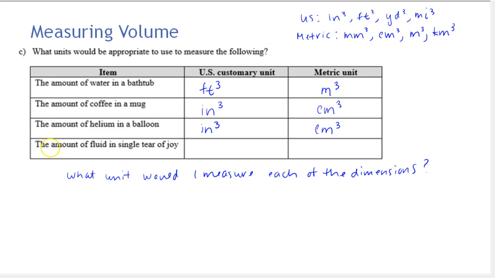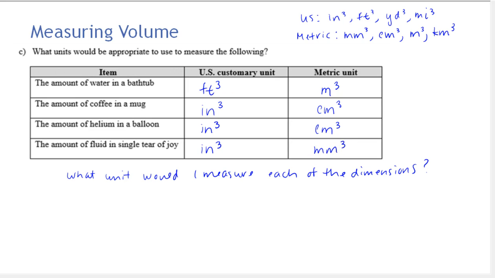And finally, the amount of fluid in a single tear of joy. A single tear is very small. In our U.S. units of measurement, inches cubed is the smallest that we're using. But when we go to metric, this would be a good opportunity to use cubic millimeters.